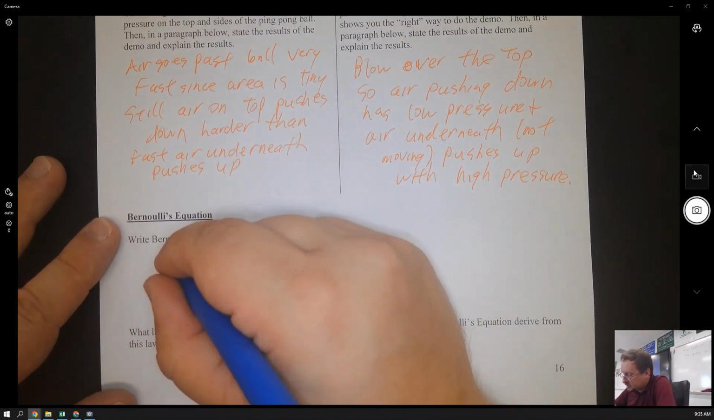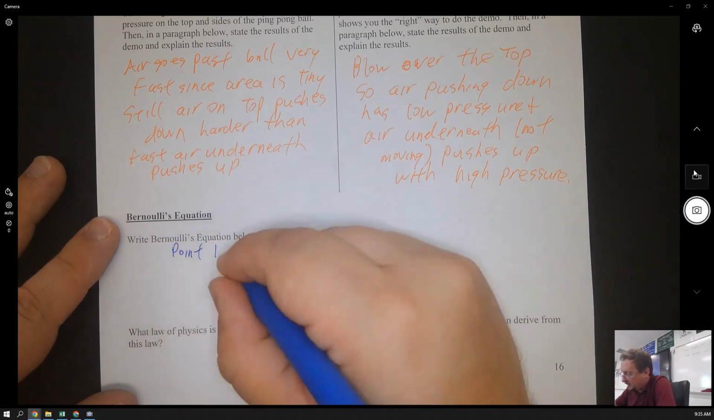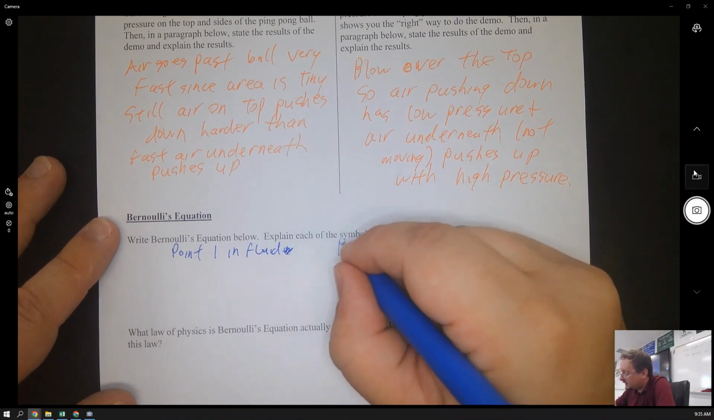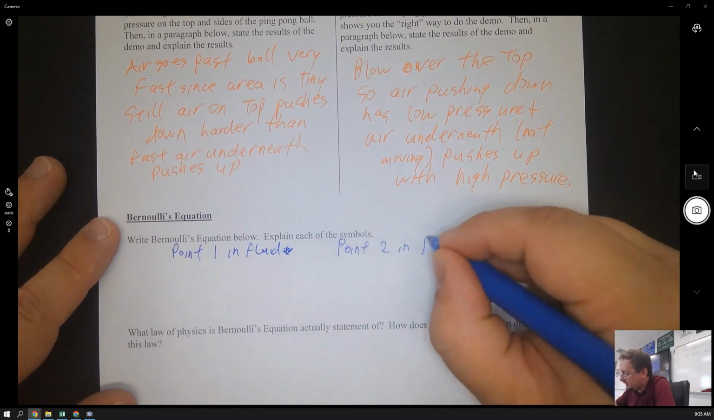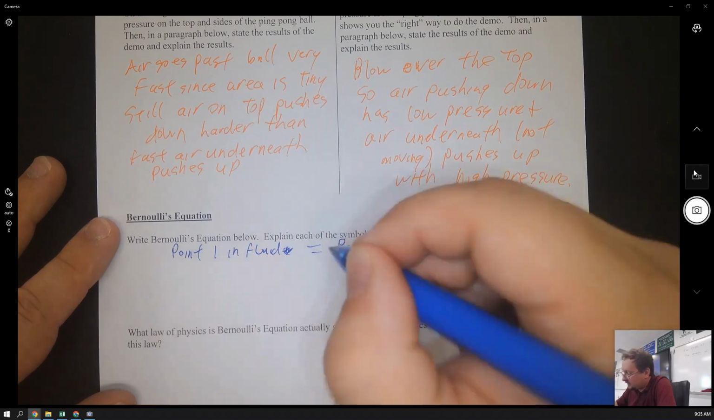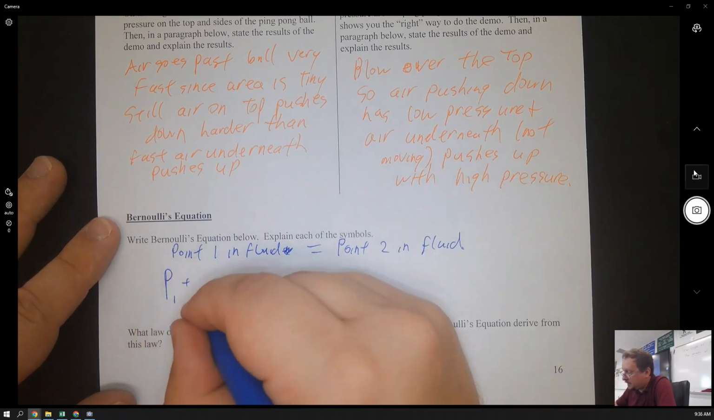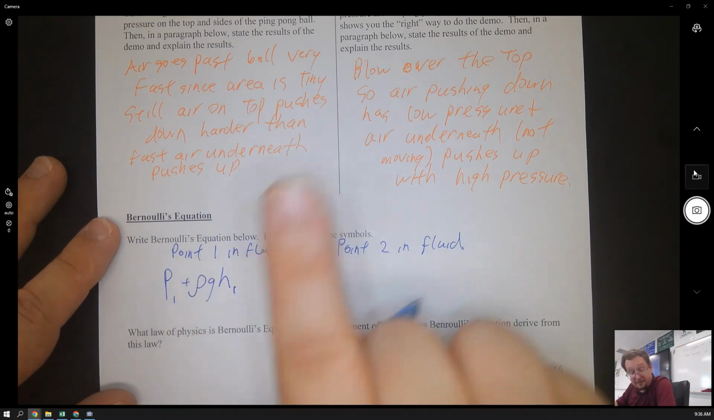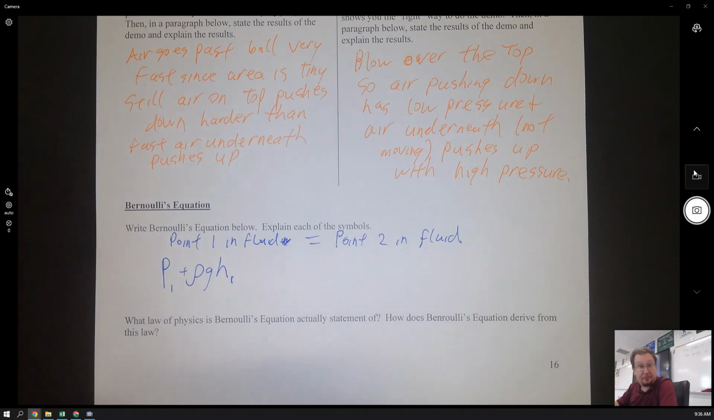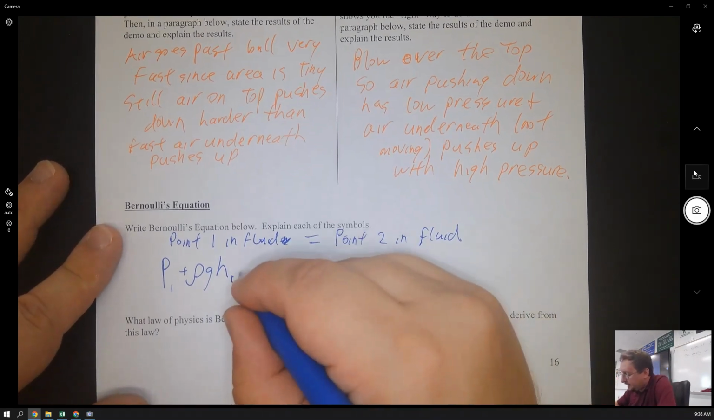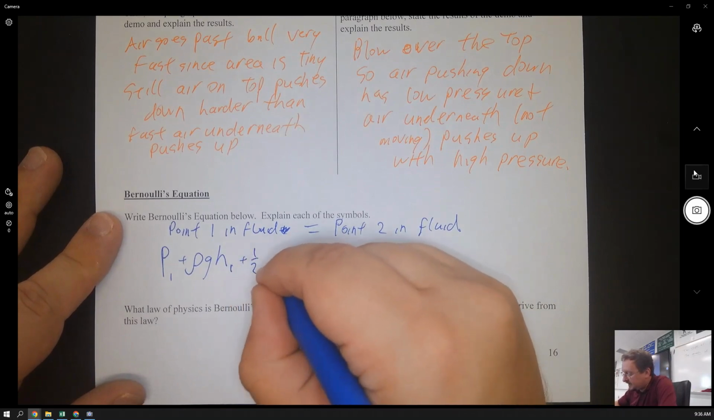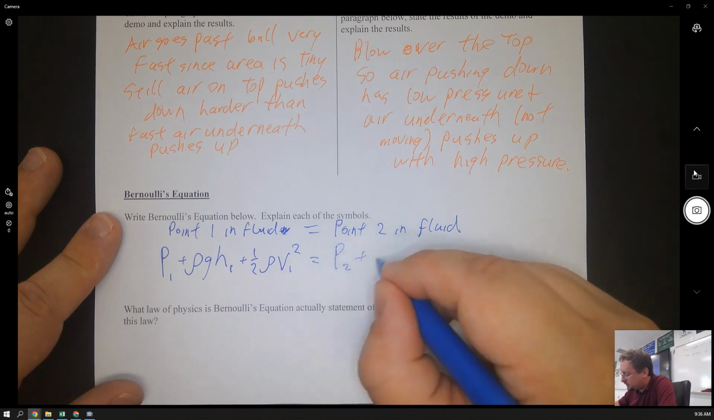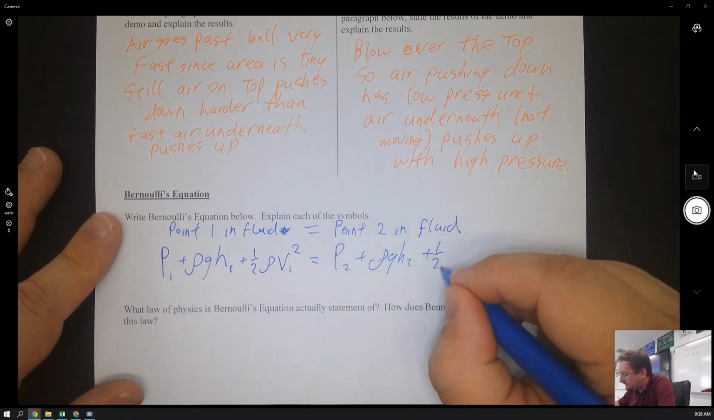All right, here's Bernoulli's equation. So we have to choose point 1 in the fluid. This is not French. And then there's point 2 in the fluid. And so it's going to look something like this. The pressure at point 1 plus the density of the fluid, gravity, the height at point 1, where going up is positive. So this is not the same as pressure at depth, right? And then plus one half density, velocity 1 squared, the speed of the fluid at point 1, equals pressure 2 plus rho g height 2 plus one half density velocity 2 squared.